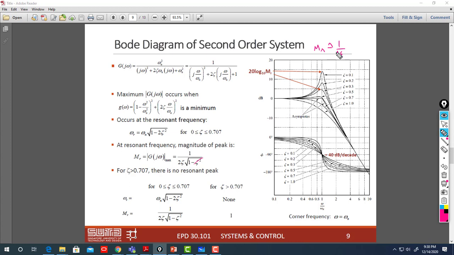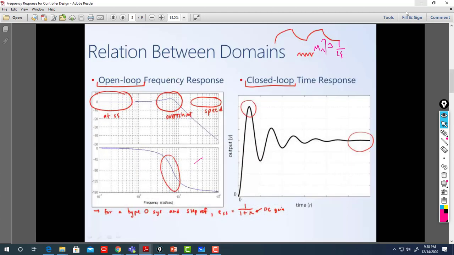So if in the frequency domain the peak increases, it reflects a decrease in the damping ratio, or an increase in the overshoot. So this is also a link between time domain and frequency domain.